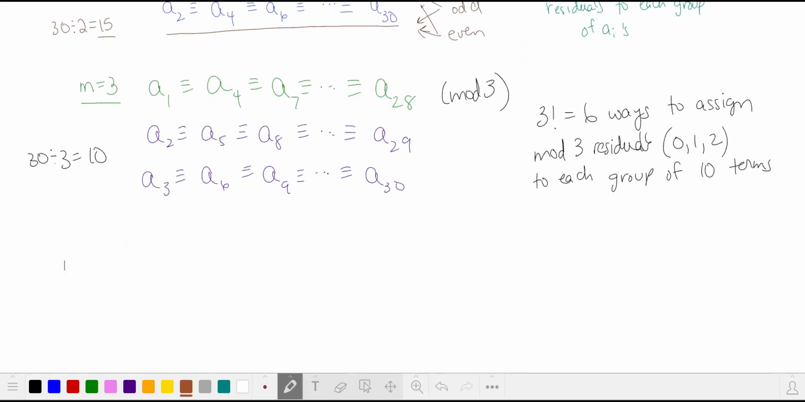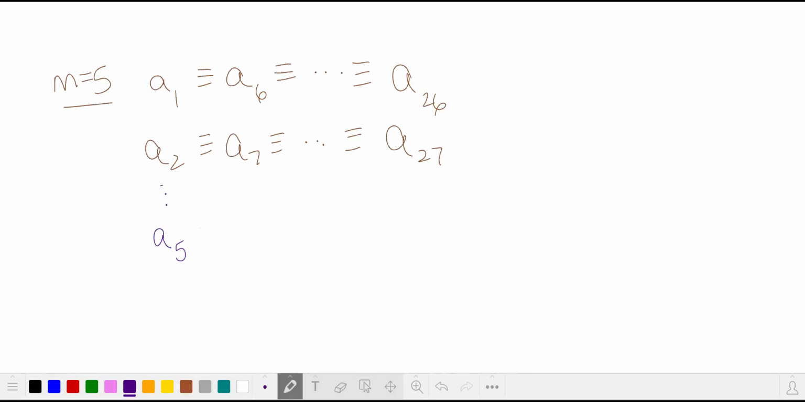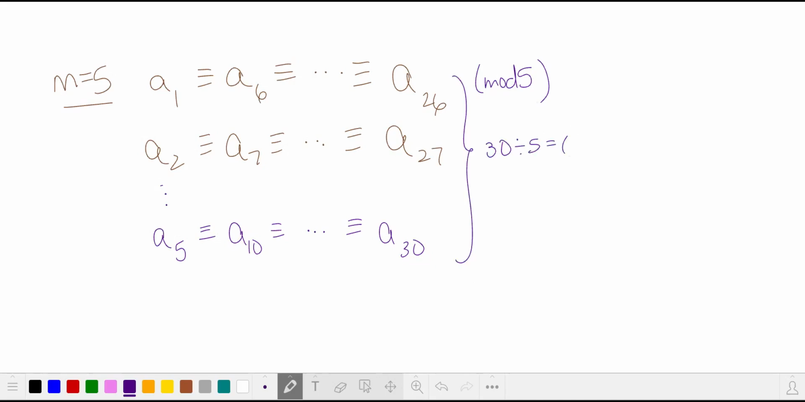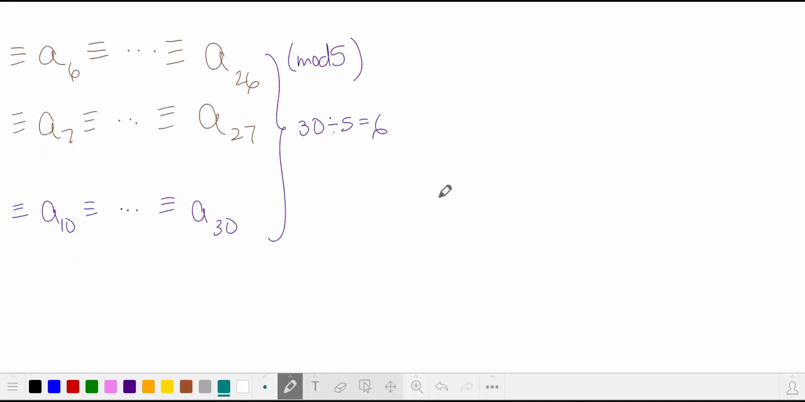Finally, let's look at m equals 5. And we'll start with a sub 1. We'll add 5 to that subscript, so this will be equivalent to a sub 6, and so on, to our last term, a sub 26. a2 will be equivalent to a7, etc., up to a27. We'll continue this to our last group, starting with a sub 5, which will be equivalent to all these terms up to a sub 30. This is in mod 5. We have 5 groups here consisting of 6 terms each, and we have 5 mod 5 residuals, so there are 5 factorial, or 120 ways, to assign all of our mod 5 residuals to these 5 groups.